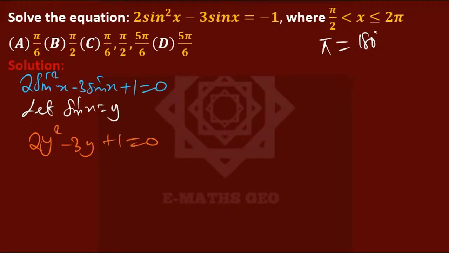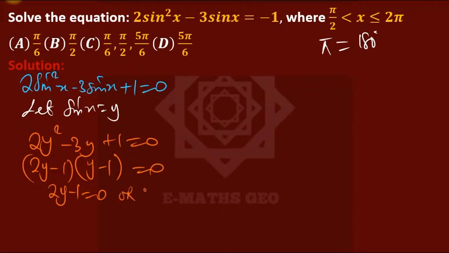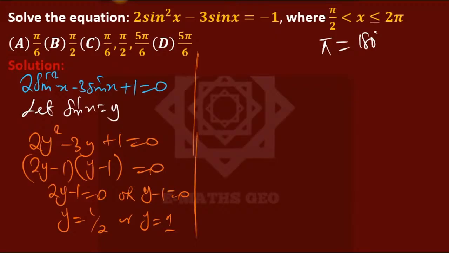So this is a quadratic equation, and we'll first factor the left-hand side as (2y minus 1) times (y minus 1) equal to 0. For the product of two numbers to be 0, one of them must be 0. So either the first one is 0 or the second one is 0. So y is half, or y is 1. Remember, we are not asked to find y, we are asked to find x.